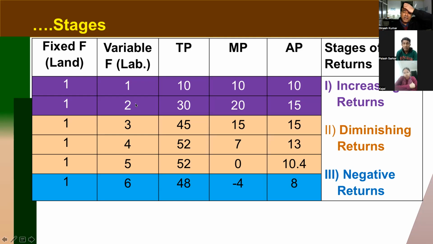So you can see the return to the second labor has become 20, while the first labor gave you 10. Now your labor has become 3, and TP has become 45, so the increase is 15, 45 minus 30. Then you go on increasing the labor and you will find the decreasing MP. First it increased, you can see the purple color. Then it starts decreasing, and it has become 0 in stage 2. And then minus 4, it has gone negative in the last phase, stage 3.